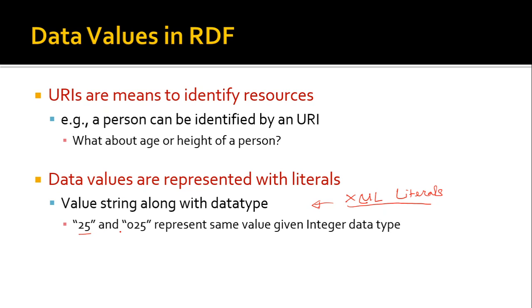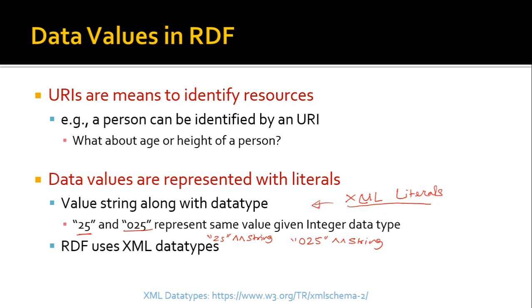So if you think of this 25, this is a string, and 0 to 5 is also a string. If you say that this string is an integer, so this is how we say something is an integer in XML, then these two values will be the same. But instead of designating them as integer, if I say this is a string and this is also a string, then these two values will not be the same, right? These two will designate two different things, right? So as I have mentioned earlier, RDF directly uses the data types that are already there in XML. And you can find all kinds of data types that are required to represent any kind of data. For detailed documentation for the XML data types, you can follow this particular link.